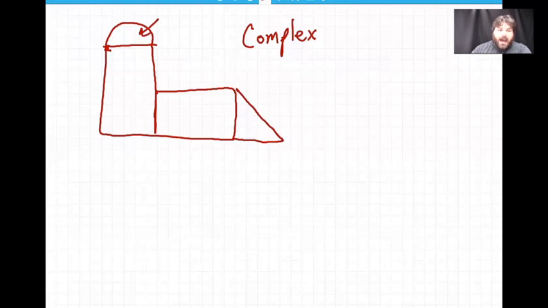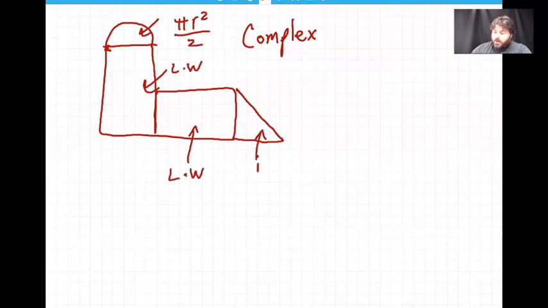Right here, that's a half of a circle. Okay, half of a circle is pi r squared. That's a full circle, but you just divide it into 2. Okay, this is a rectangle. It's length times width. There's another rectangle, length times width. Here's a triangle, 1/2 base times height, right? The base is on the ground, the height is the vertical part.